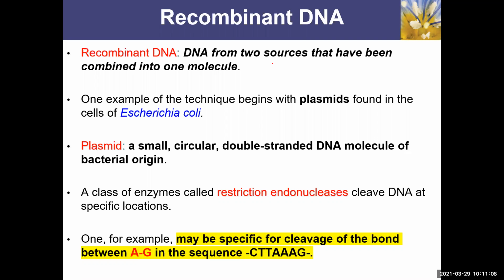Recombinant DNA is, for example, I got some DNA from a human being, whatever DNA it is, whatever gene it is. I combined this DNA with bacterial DNA, or any DNA. What did I get at the end?